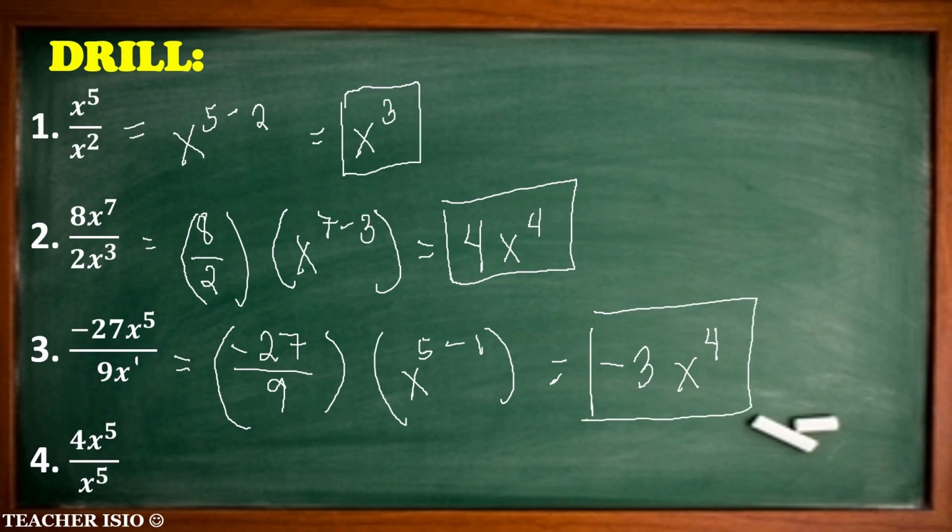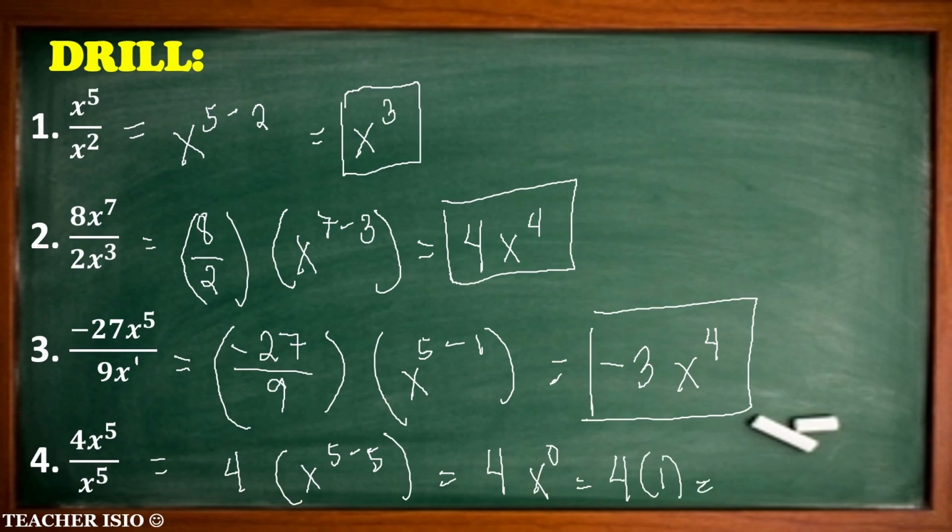Next, let's answer number 4. So we have 4x raised to 5 over x raised to 5. So we have 4 and x raised to 5 minus 5. So we have 4. If we have 5 minus 5, we have 0. So if we have x raised to 0, that is equal to 1. So if we have 4 times 1, the answer is 4.